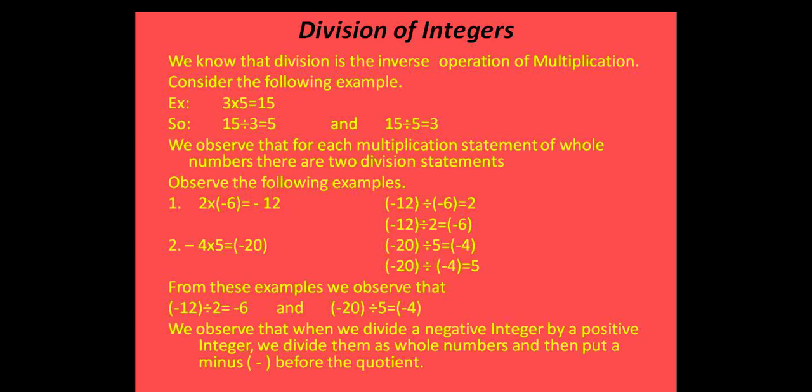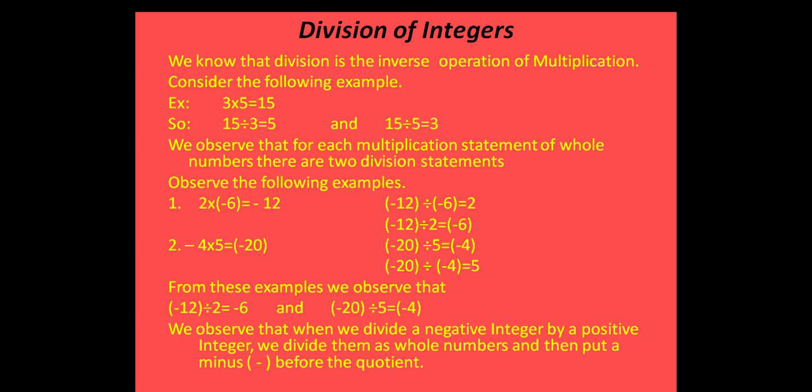Observe some more examples. 2 into minus 6 is equal to minus 12. That can be written as minus 12 divided by minus 6 equal to 2, or minus 12 divided by 2 is equal to minus 6. One more example you take. Minus 4 into 5 is equal to minus 20. That can be written as minus 20 divided by 5 is equal to minus 4. Minus 20 divided by minus 4 is equal to 5 we will get.